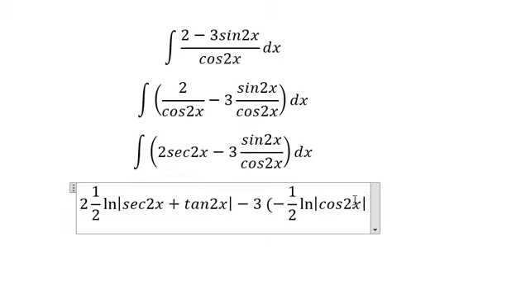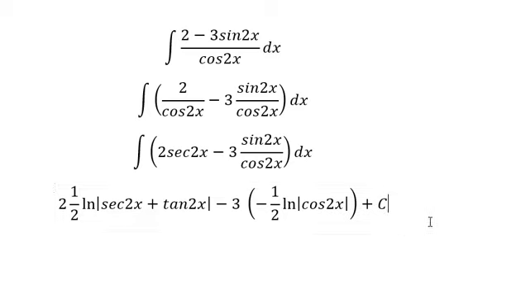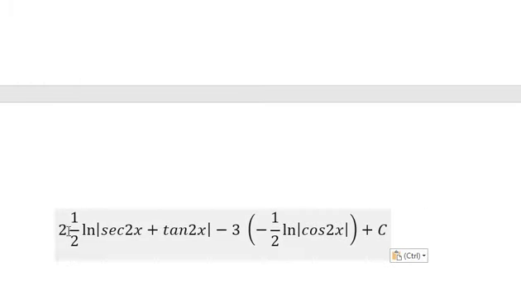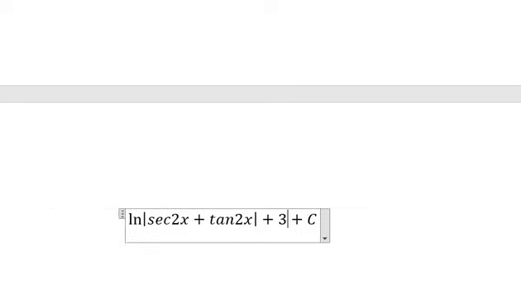1 over 2 is the coefficient of 2x. That's why we need to divide by the coefficient of x. And we put c. The number 2, we cancel. Negative 3 times negative 1 over 2, you get positive 3 over 2.